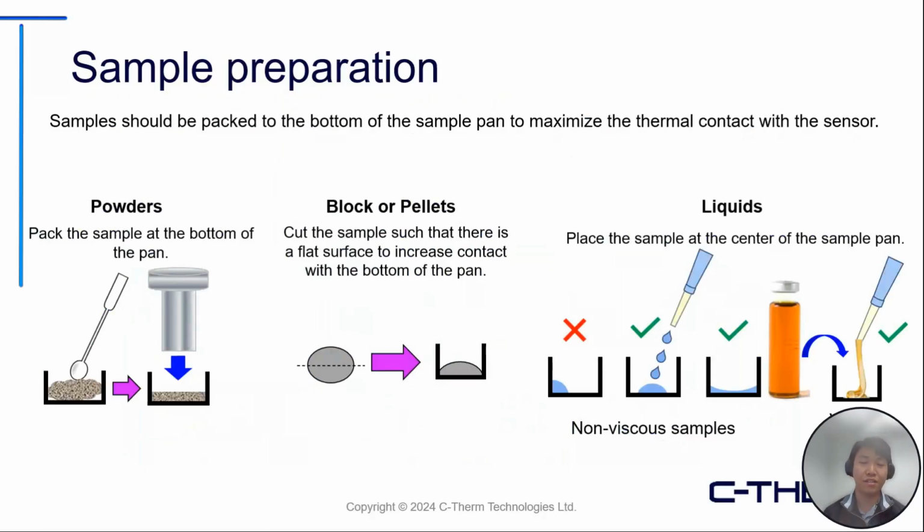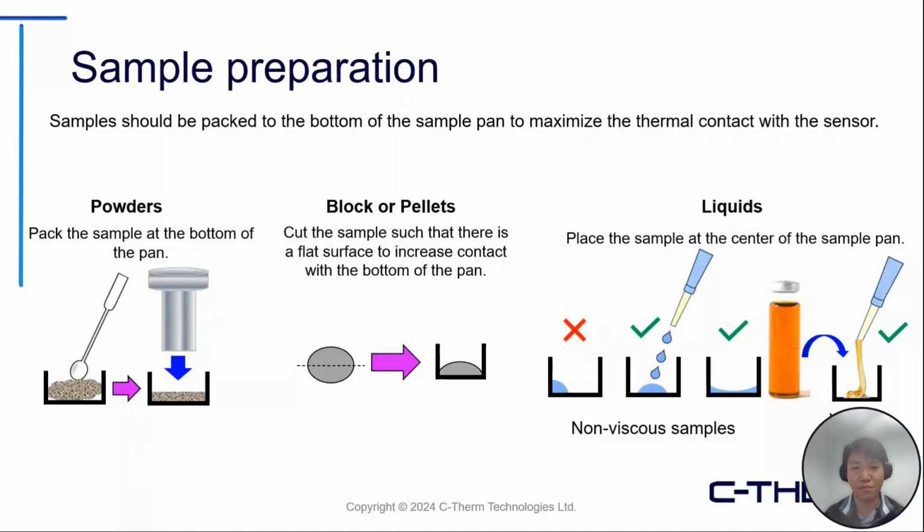So next, I'd like to talk about how to prepare your sample so that you get the most optimal measurement results. Essentially, the sample should have a good thermal contact with the bottom of the sample pan for an accurate DTA measurement. So powders should be packed into the bottom of the pan with something like a steel rod.